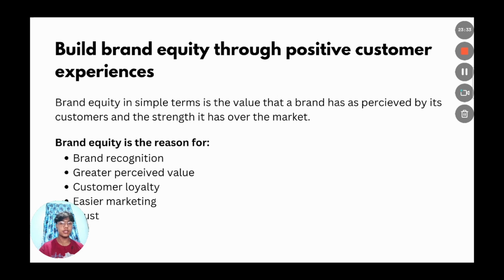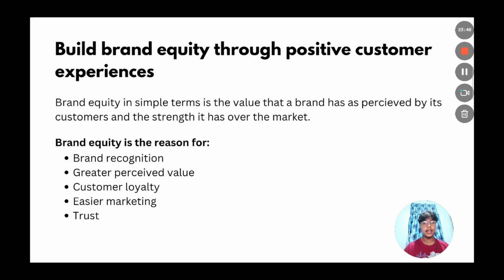Brand equity, in simple terms, is the value that your brand has as perceived by the customer and the strength it has over the market. So why do you need brand equity? Brand equity is the reason for brand recognition. It is the reason that your products are perceived with a greater value. It is also the reason that your customers stay loyal to your brand. It is also the reason for easier marketing. And lastly, brand equity is the main reason that people trust a brand.